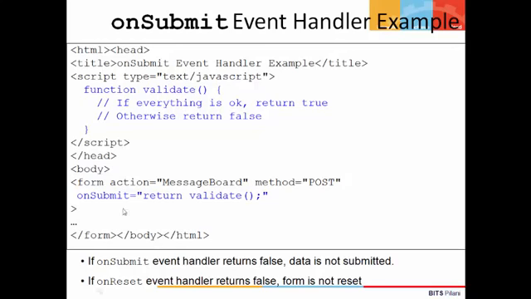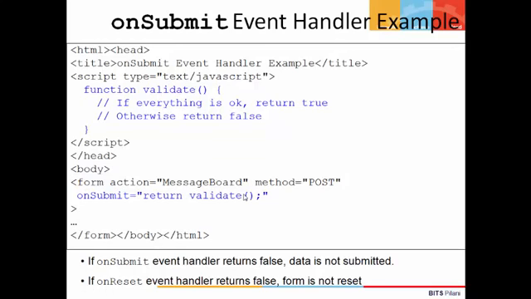So how does it work? Here is a form described, action message board, meaning to say if the validate function returns true, once the form is submitted, it goes through the validate function, and checks every field which needs to be validated. If it returns true, then this form will proceed to message board and continue with the rest of the items.